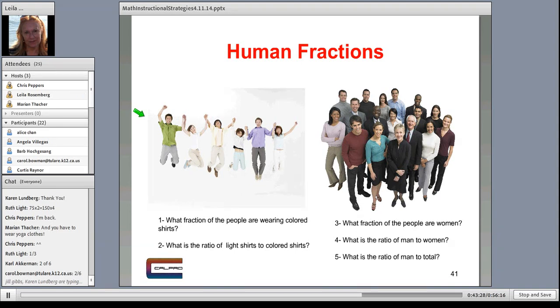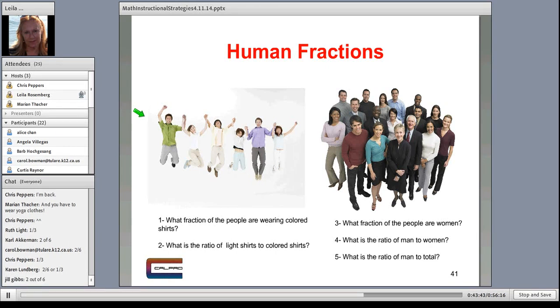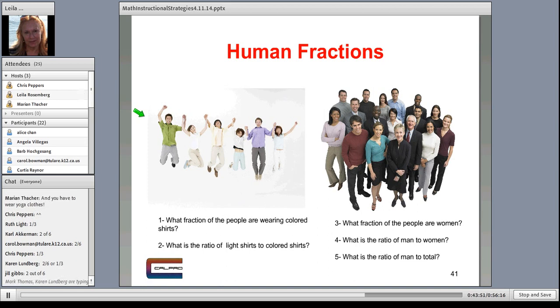Perfect. Another thing that you can do, or 1/3 if you want to go to lower terms, great. 2/6 or 1/3, they're both right. Another thing you can use when you're doing this is teach ratio. Thank you, Jill. If I ask you what's the ratio of light shirts to colored shirts, what would you answer?